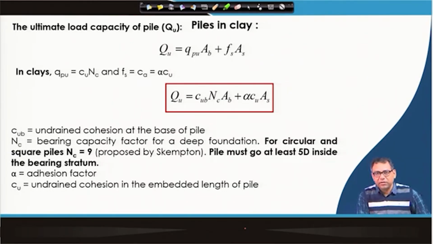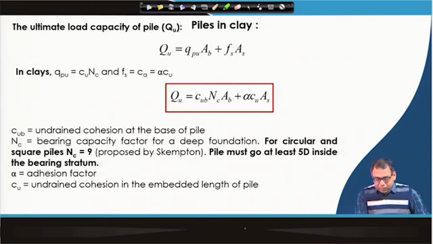So, here also we will take this value as 9, and Cu is the undrained cohesion at the base of the pile, A_B is the area of the pile base, and alpha is the adhesion factor, and Cu is the average undrained cohesion along the length of the pile, and A_s is the outside area of the pile.